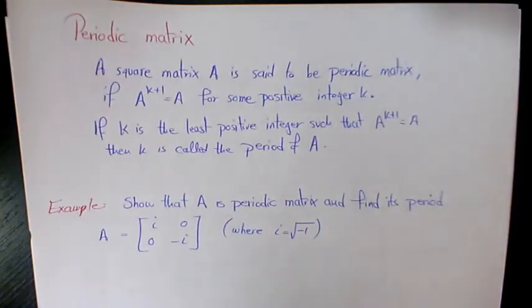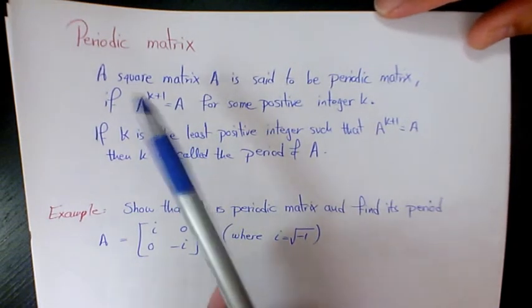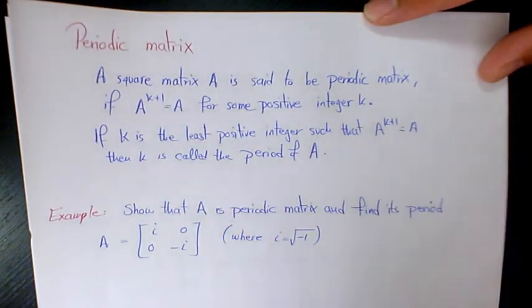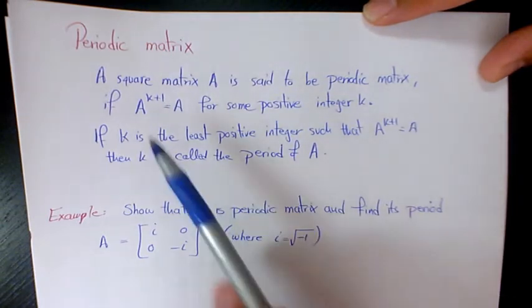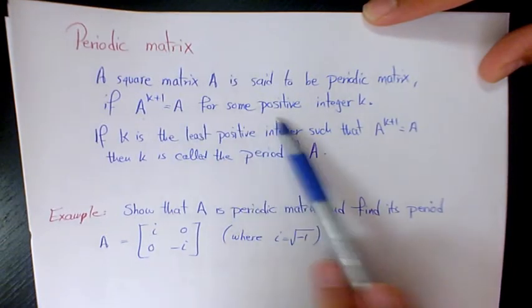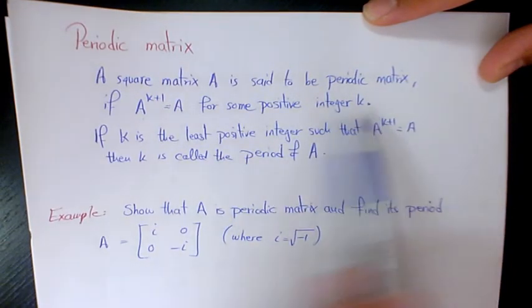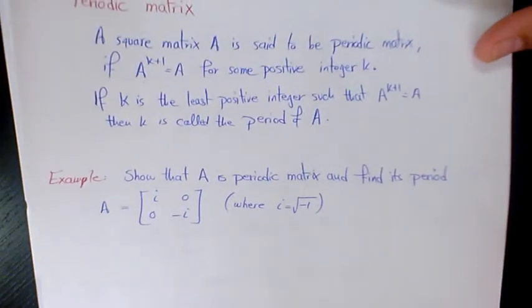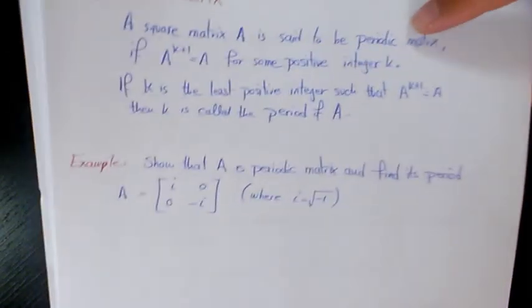And finally, the last topic is periodic matrix. A square matrix A is said to be a periodic matrix if A to the power of k plus 1 equals A for some positive integer k. If k is the least positive integer such that A to the power of k plus 1 equals A, then k is called a period of A. Show that A is periodic matrix and find its period.